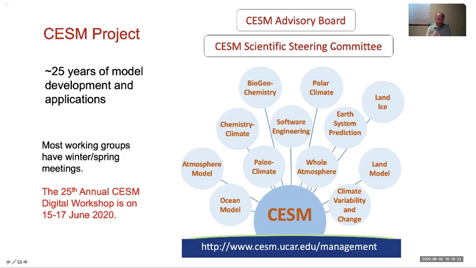The scientific steering committee makes decisions on important model configurations and what the major activities of CESM should be. Most working groups have winter and spring meetings. In addition, they also meet during the annual workshop. This year, unfortunately, due to the virus, we are going to hold our annual workshop in digital format, during the week of the 15th through 17th of June. So far, I believe we have close to 500 registrants for that workshop, and it's going to be through Zoom.